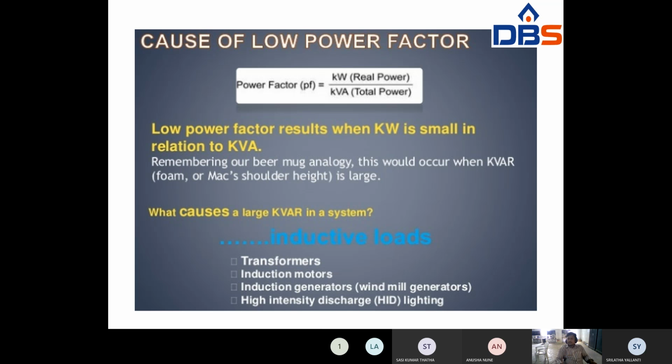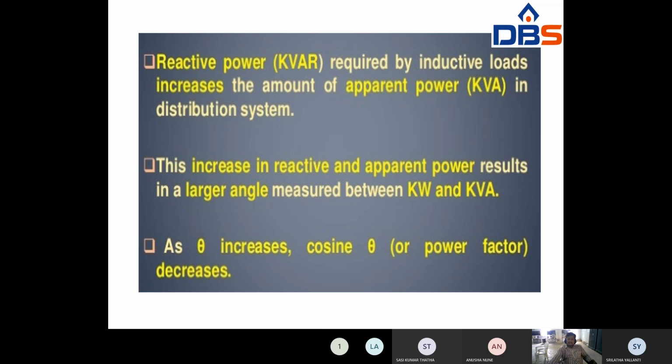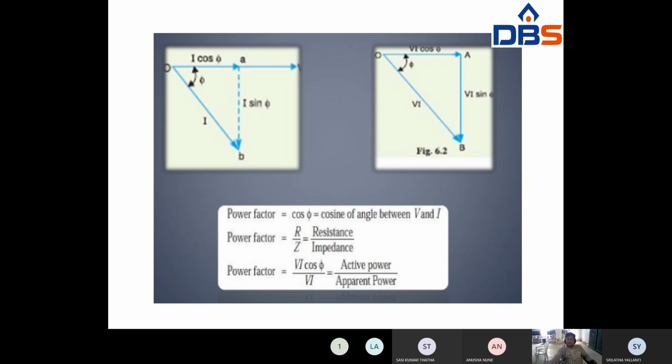So the causes of low power factor are nothing but all AC motors or induction motors and all the transformers, which have a low power factor because they develop high magnetizing currents, as well as induction generators and high intensity discharge lamps, right? These are all the causes. Now, because of these causes, what disadvantages appear?